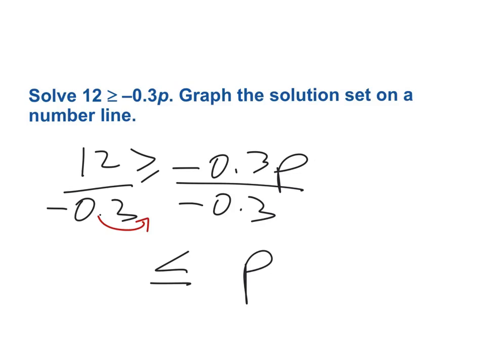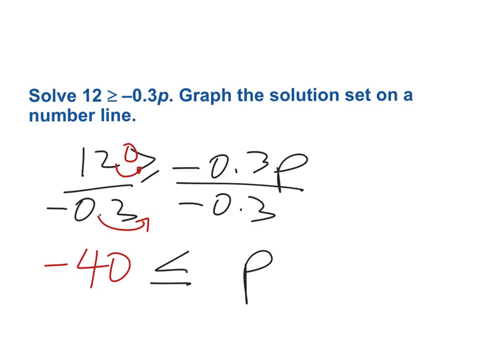So where is the decimal on 12? After the 2, so I move it over and I have to add a 0. So what is 120 divided by 3? Negative 40. Okay? So those are things that you can do to make your life a little bit easier. So the reality is this says negative 40 is less than or equal to p. So when you graph, you have to look at it from the perspective of p. P greater than or equal to negative 40. So the line is actually going to go to the right.